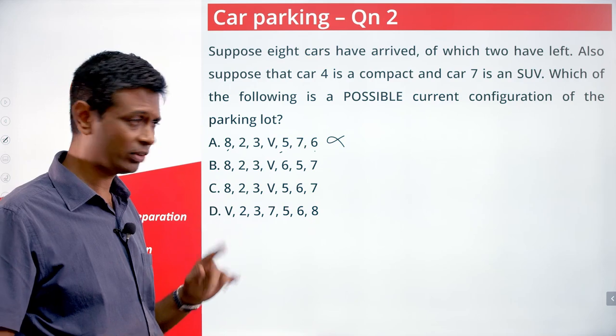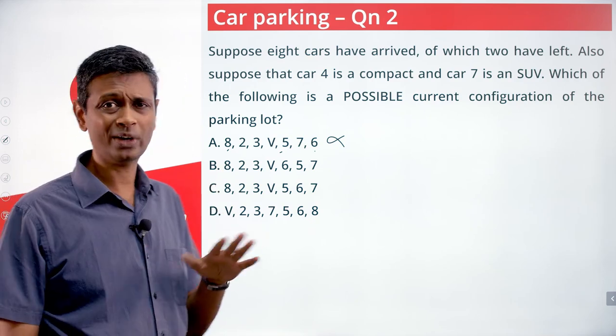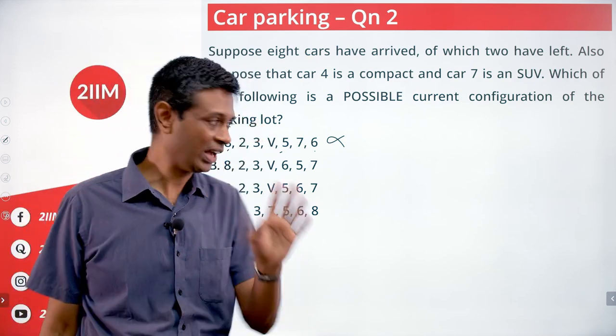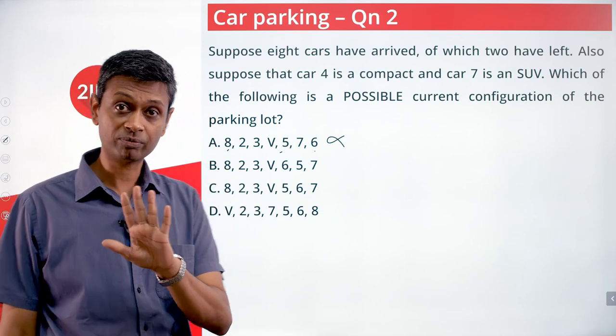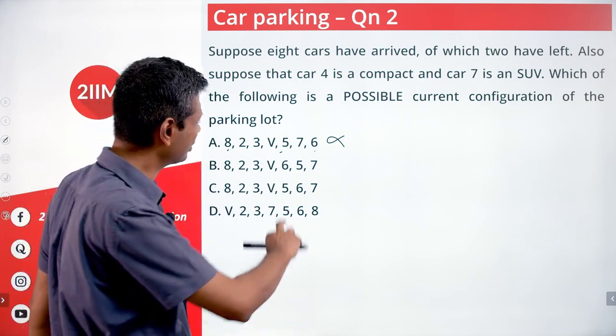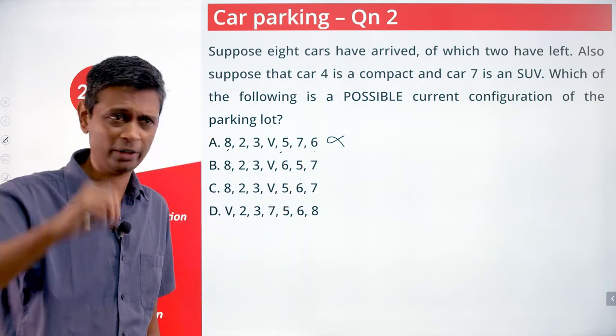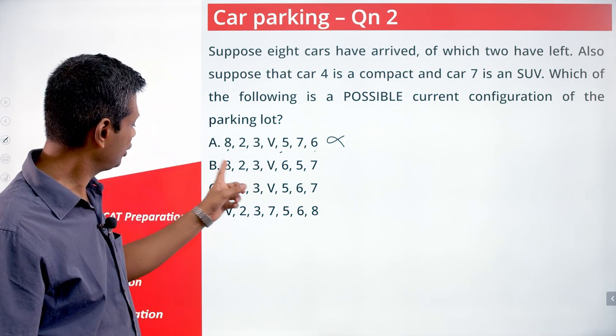823V657. This seems okay. Let's go for this. 8 replacing 1 right at the end. Life is simple. After 7 has been parked, 8 comes here. Life is simple. 7 comes right at the end. That's also fine. And so, 823.